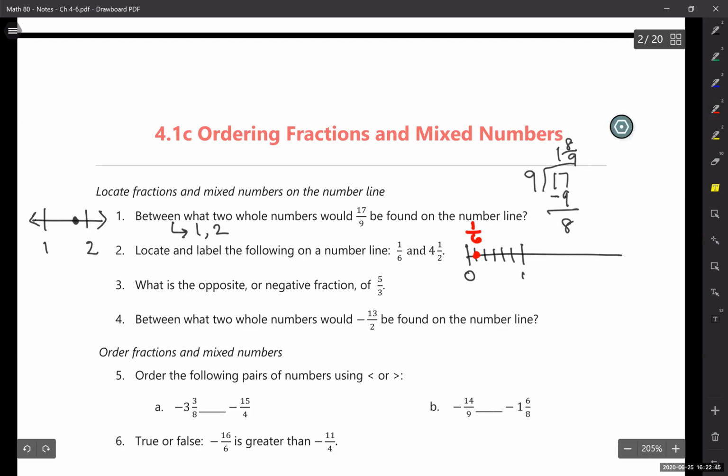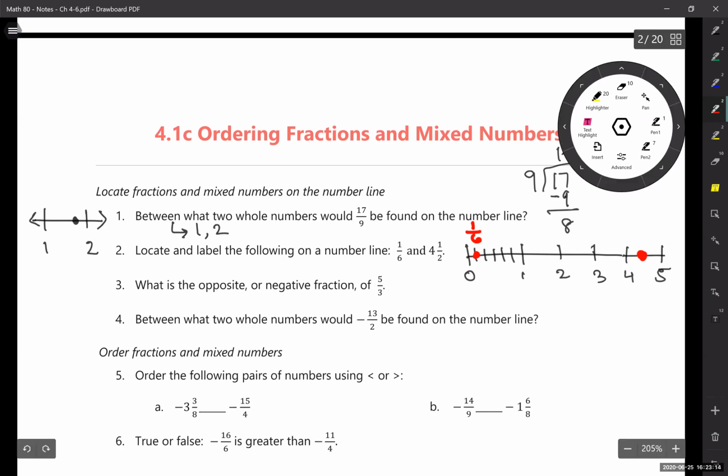4.5 is bigger than 4. This is not necessarily drawn to scale. It's just going to be what fits on my screen. And so 4.5 would be halfway between 4 and 5. So that'd be right here. And from what I recall, I believe the little lines are already written for you. So you would just have to count 1/6.